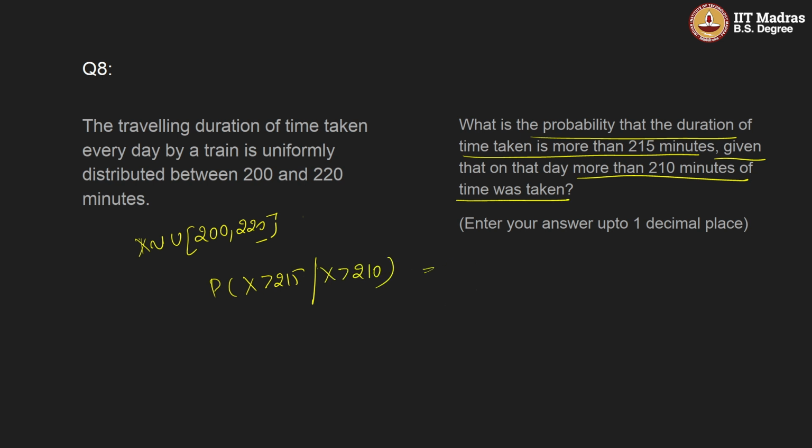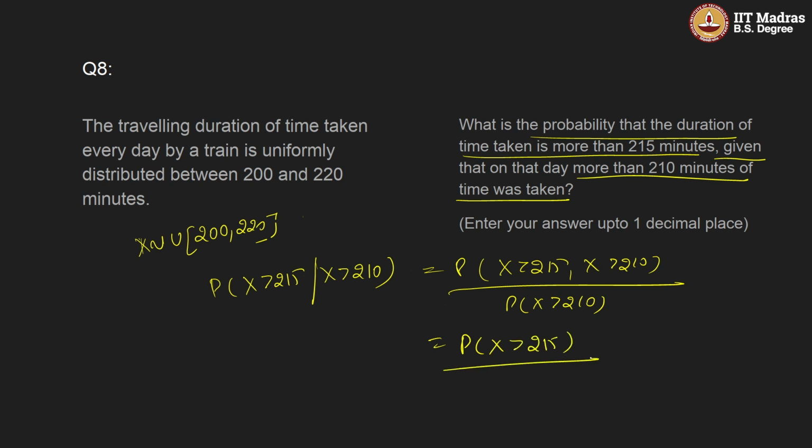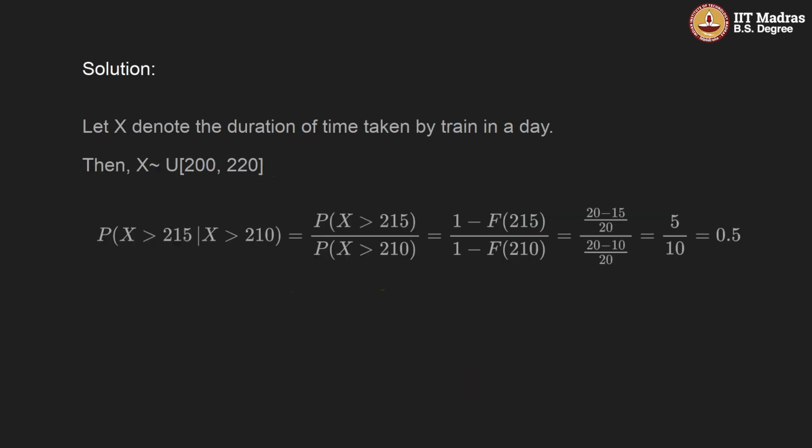So this can be written as the probability of x greater than 215 and x greater than 210, divided by the probability of x greater than 210. So I can write it as the probability of x greater than 215 divided by the probability of x greater than 210, right? Here the probability of x greater than 215 and x greater than 210 will be equal to x greater than 215 only, right? So let's see the solution.